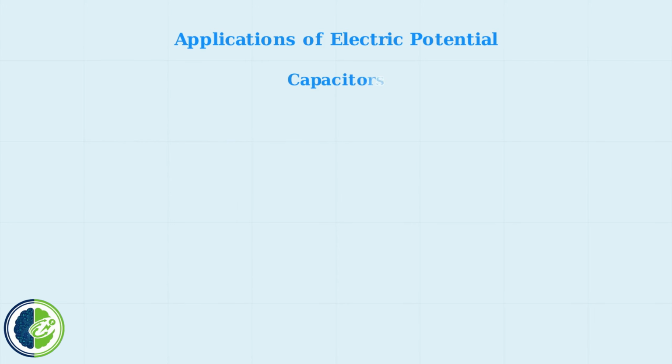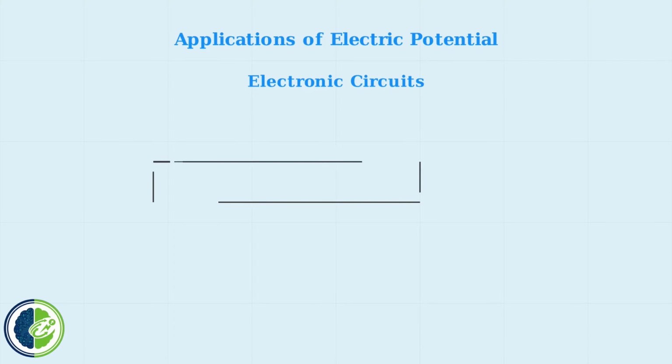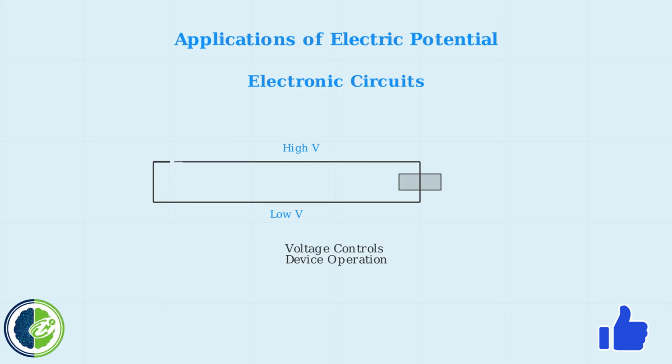Capacitors store electrical energy by maintaining a potential difference between two conducting plates. When charged, one plate accumulates positive charge while the other accumulates negative charge, creating an electric field between them. In electronic circuits, different voltage levels control the operation of various devices. Transistors, microprocessors, and other components rely on specific potential differences to function correctly and process information.